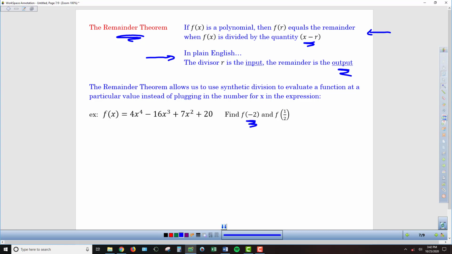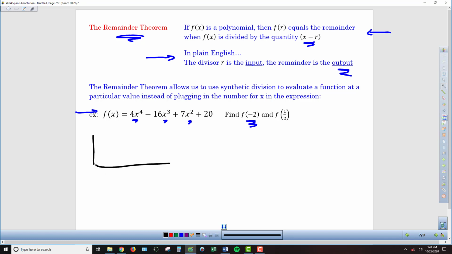So, for example, if we look at the example here, we want to find what f of negative 2 is for this function f of x. What I would have to do is plug in negative 2 for x, where I see it here, here, here. I'd have to raise it to the fourth power, multiply by 4, raise it to the third power, multiply by 16, raise it to the second power, multiply by 7, and then add and subtract all those numbers together. Instead, we could use synthetic division. And I think we're going to see that that's a little bit easier than going through what I just described.